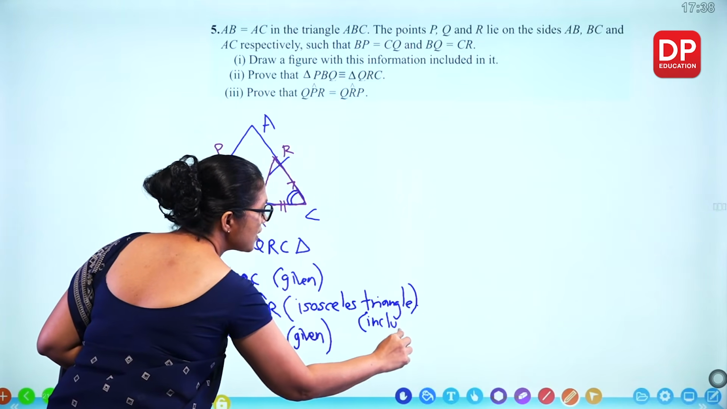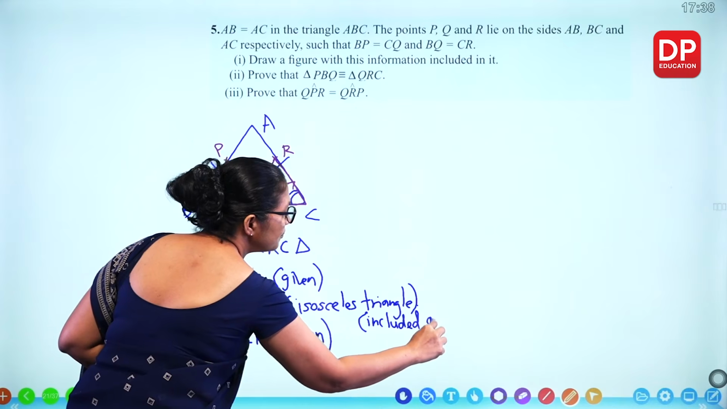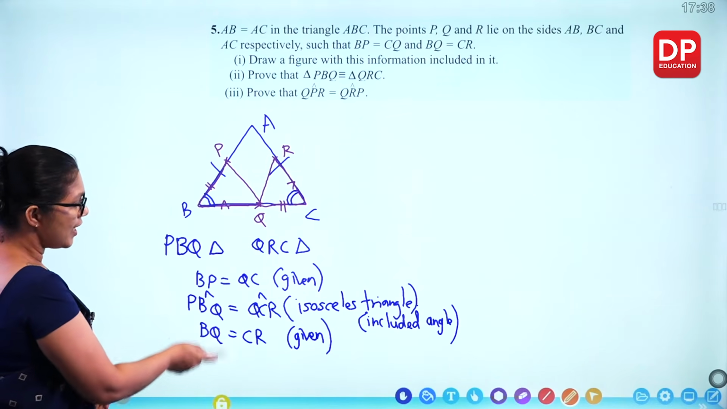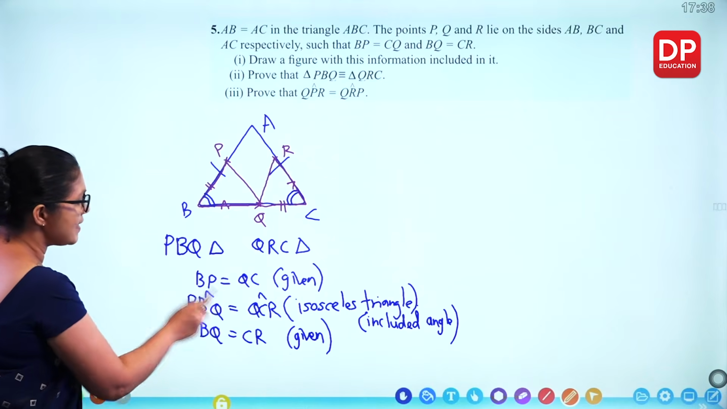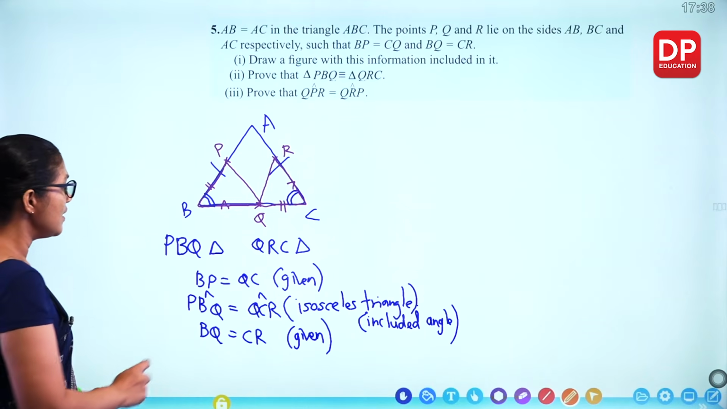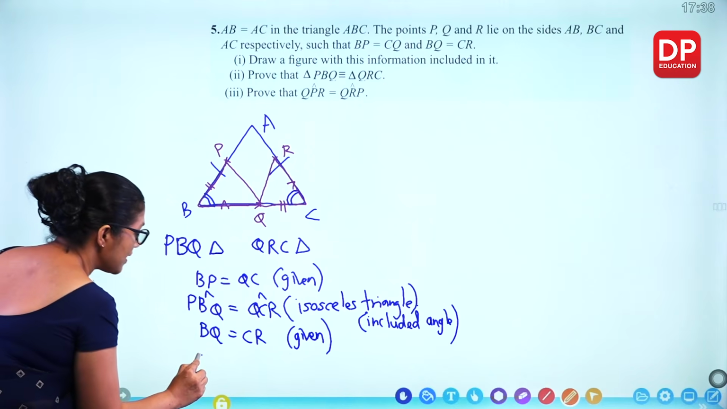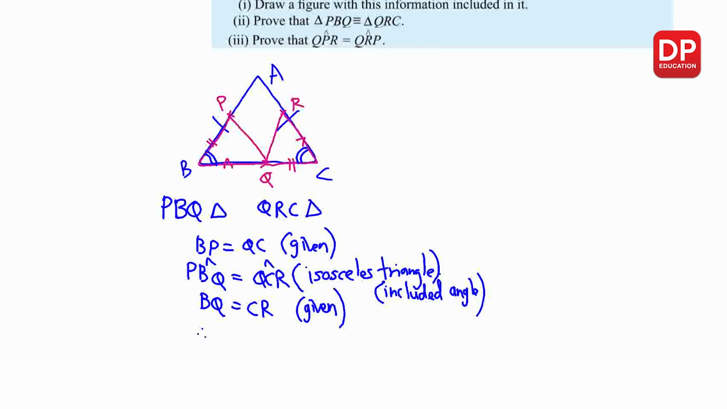So therefore, what can you say? Two lengths and one angle are given, and this is also the included angle. So therefore, we can say PBQ triangle is congruent to QRC triangle.